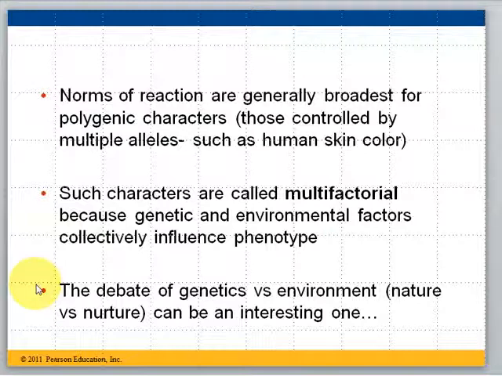But skin color, which is controlled by multiple alleles, has a broader possible norm of reaction, possible range, and is more greatly affected by the environment. These characters that are affected both by the environment and genetics are called multifactorial. Multifactorial meaning there's multiple things that can cause them to look differently. You have the genetics, which are kind of like your starter blocks that you began with, but then you have the environment, which can also cause changes and influence the phenotype.